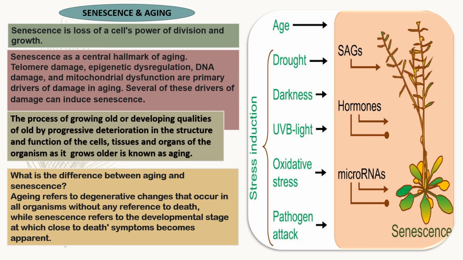Now see the diagram. Stress induction. Senescence has been shown, that means aging is also included over here. So age, drought. Now stress induction occurs due to drought, darkness, UVB light, oxidative stress, pathogen attack, etc. See the plant condition. I think you have realized that slowly it's moving towards death, and that is actually called senescence, which includes aging of plants also.